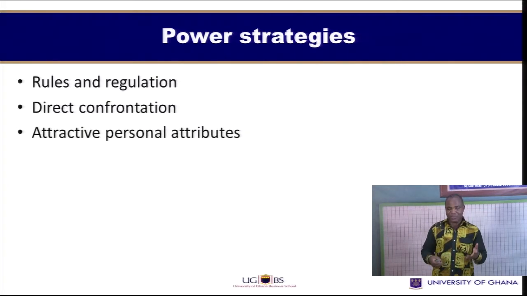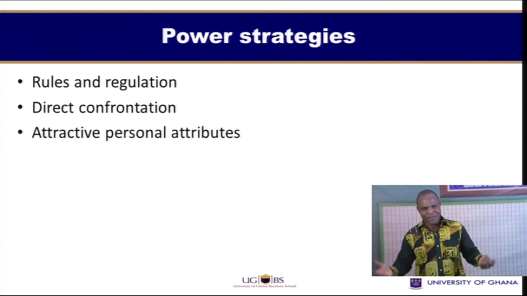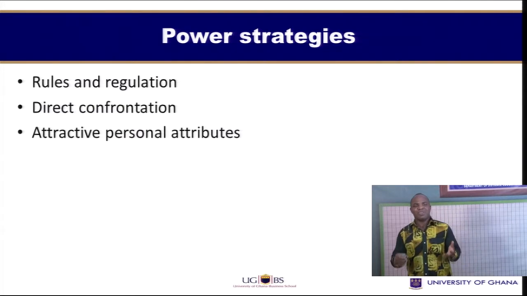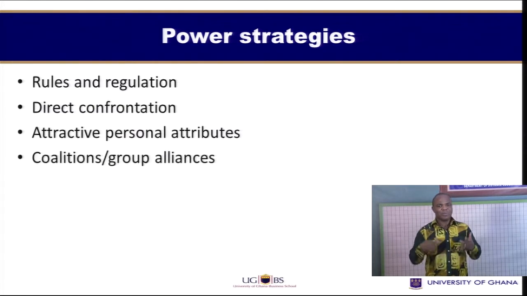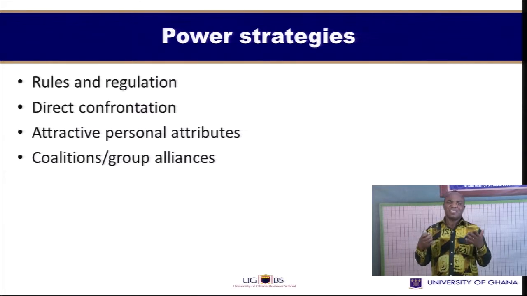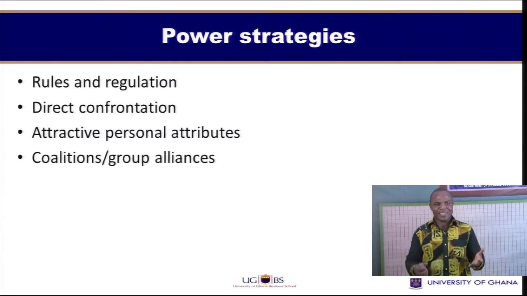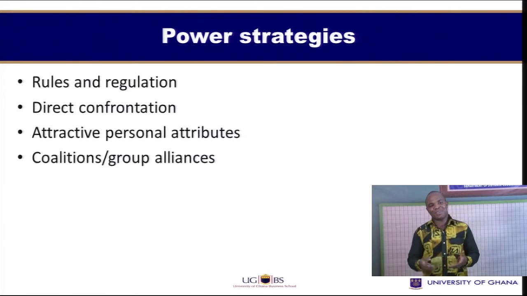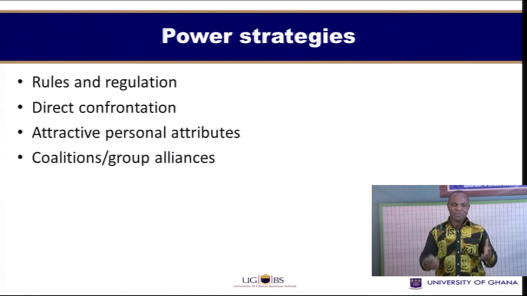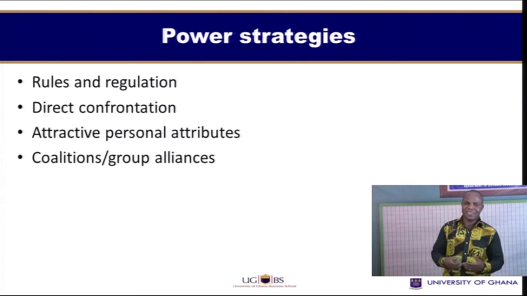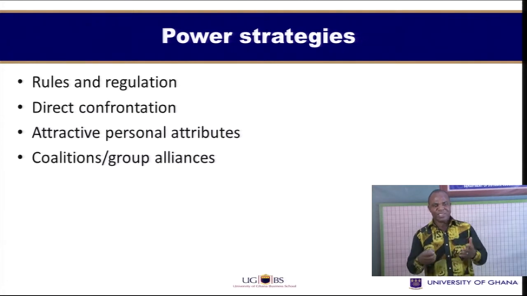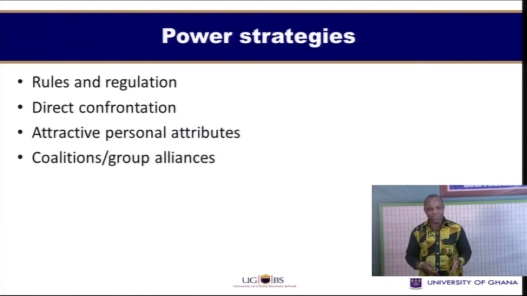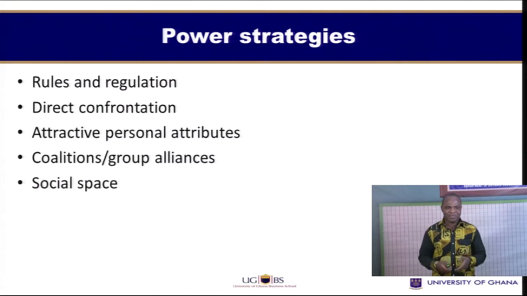Attractive personal attributes. Of course, there are certain people who naturally, for show of respect, are able to influence our way of life. So there may be certain attributes, certain traits about the person who actually attract us, and that attraction will cause us to behave in a certain way. Coalition and group alliances. This one is about forming groups or societies and coalitions that will help members of that coalition, members of that group, to behave in a certain way.